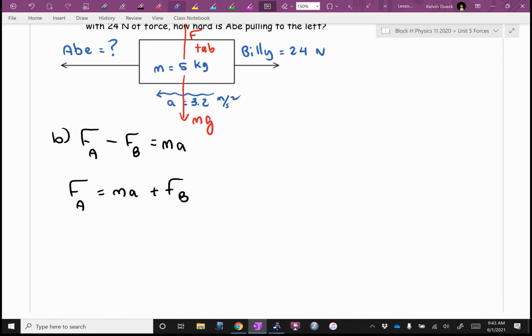Take it home, Matt. What's M? Look at the picture. No excuses. Look at the picture, okay? It will always be there somewhere. What's A? Look at the picture. A is 3.2. Plus, what's FB? FB is 224. Yep.